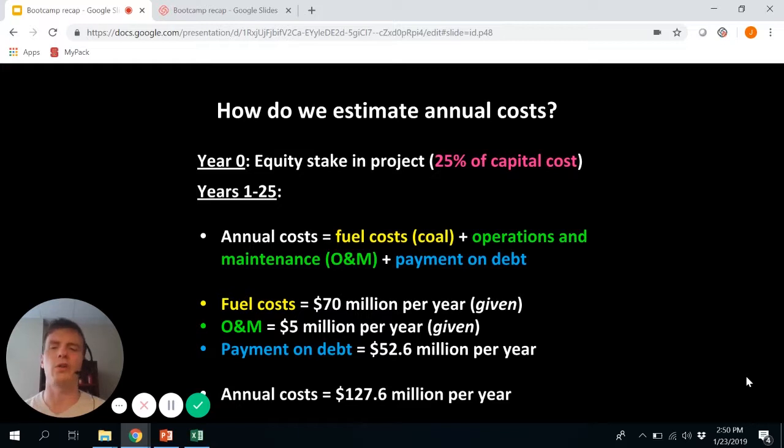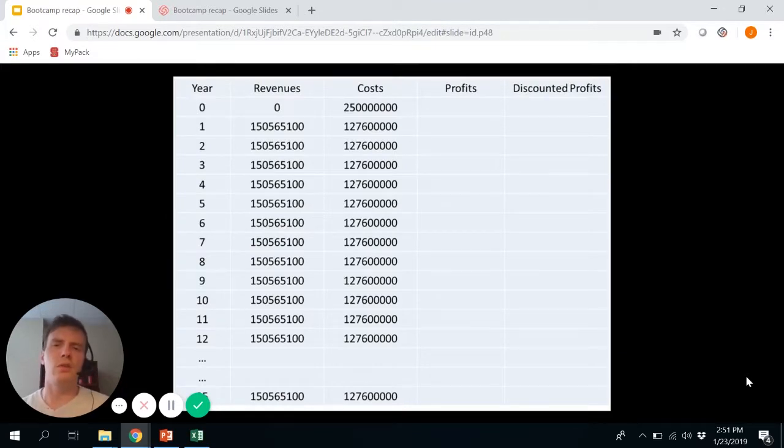So that's our regular mortgage payment every year that we have to pay to pay that initial loan of $750 million off over the 25-year period. So let's add up these 3 cost categories. $70 million per year in fuel costs, $5 million per year in O&M, $52.6 million per year in the payment on debt. If you add that all together, what we get is $127.6 million per year. Those are our annual costs. So now we're ready to add those into our discounted cash flow analysis in years 1 through 25.